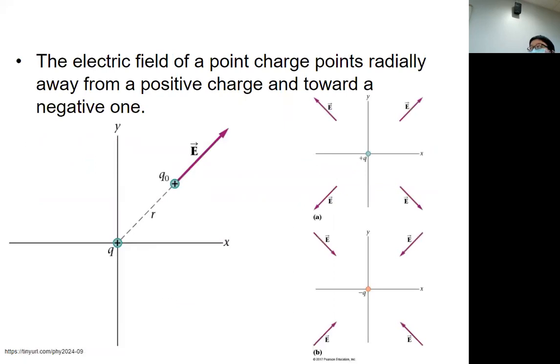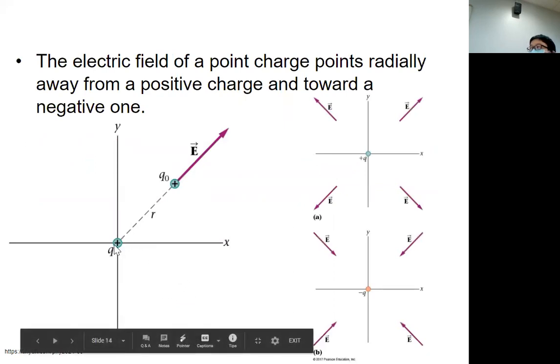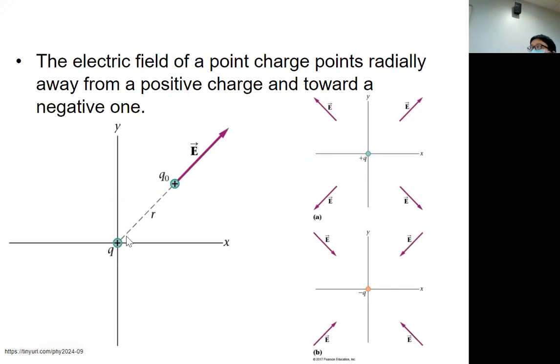The electric field by a point charge. You can imagine if this is a point charge, it will produce an electric field, E field. It's going to be pointing away from the charge, because you can put a positive test charge here to see the force direction. The force should be in this direction. That means the electric field should be in this direction. So if you have a positive charge, it will produce an electric field radially away from the charge.